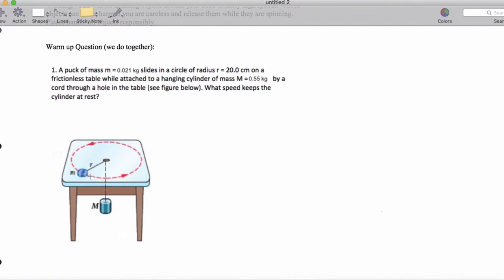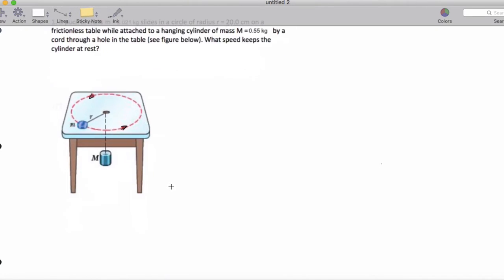So we have this mass that's swinging around in a circle, and the idea is that if it goes too slowly, it's going to spiral into the center of the table, and this mass, big M, is going to drop. And we want to know the minimum speed that little m needs to go in order to hold up big M. And that's the idea. So let's actually start with some free body diagrams.